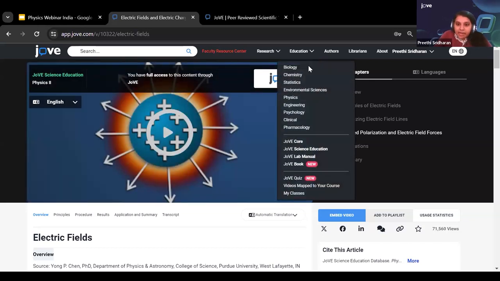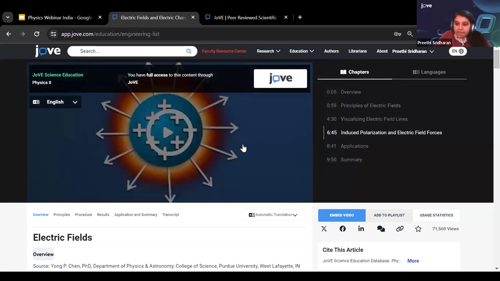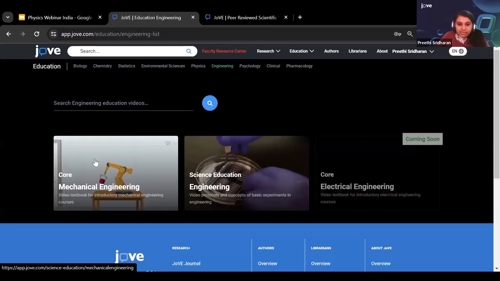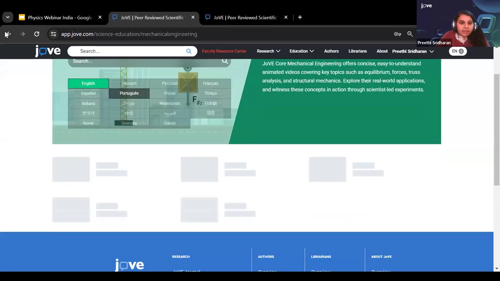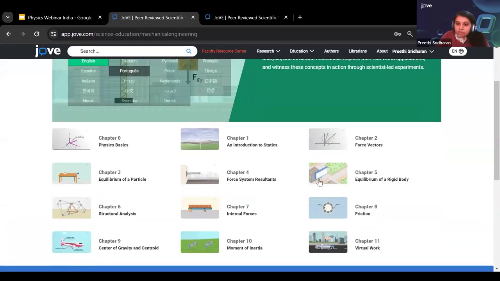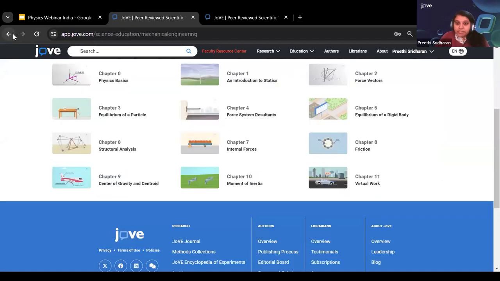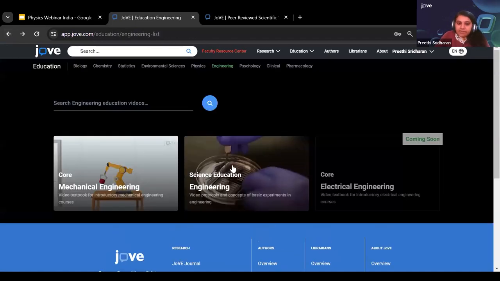And apart from that, we have the engineering collection, as I mentioned. So we have Core Mechanical Engineering here. This will also give you a glimpse of physics from the perspective of an engineering student. And then we have Science Engineering here. And we are expecting Core Electrical Engineering soon.